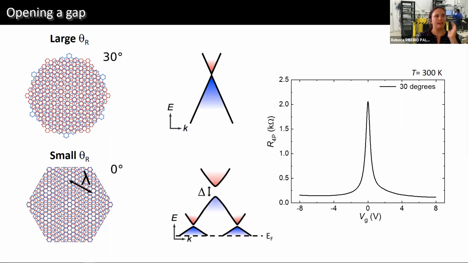Now, if we take the same two layers and we rotate them to 0 degrees, we're going to observe, as I told you before, this moire pattern that superimposes on the whole. Just give me a second. What is the pattern of graphene and BN at 0 degrees rotation between the layers? What is the pattern?